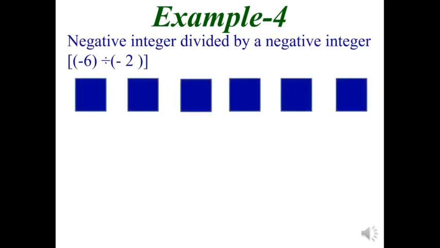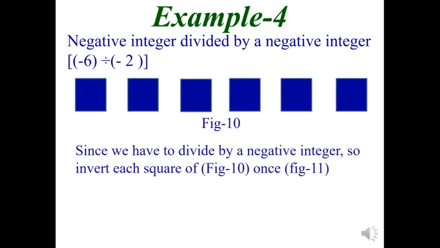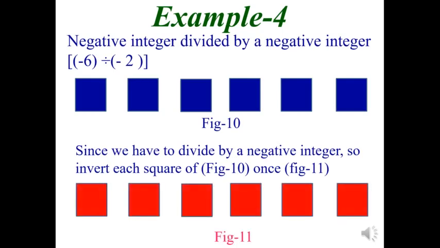Same example. So this is our figure 10. We have arranged 6 blue squares in a row. Since we have to divide by a negative integer, because here -6 divided by -2, so -2 is negative. So invert each square of figure 10 once in figure 11. So we have to invert all the blue squares of figure 10 into red squares in figure 11. So like this.